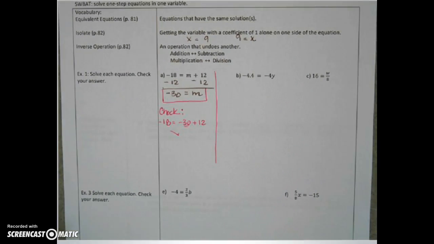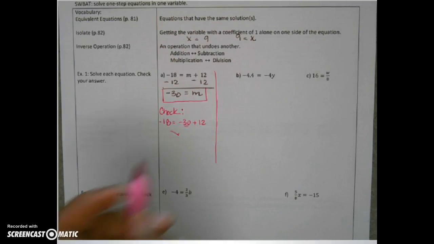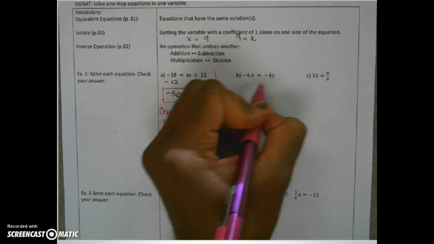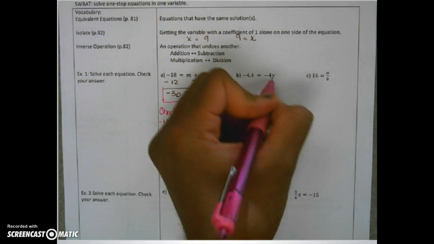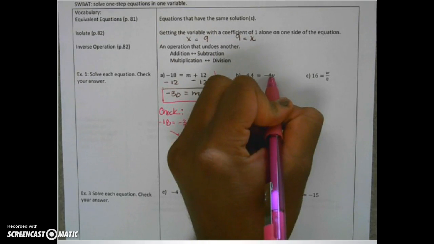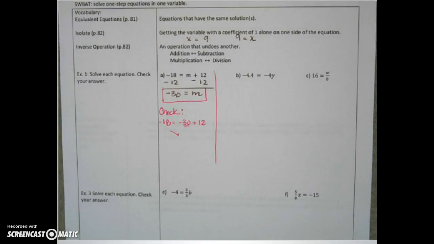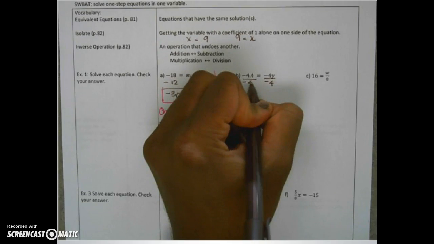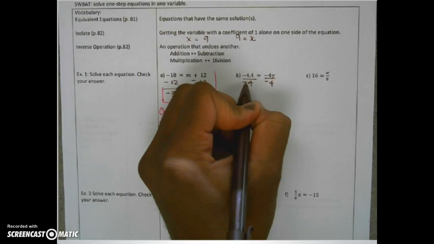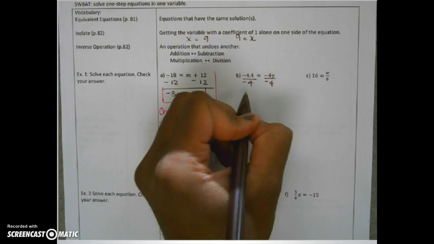Okay, letter B, I have negative 4.4 is equal to negative 4y. And so for this one, I need to get rid of this negative 4 because it's stopping the y from being alone. Maybe it's an introvert and needs some quiet time, like me. So right now it's multiplying, so I'm going to divide by negative 4 and divide by negative 4. And then when I divide this, a negative divided by a negative, we know is a positive.